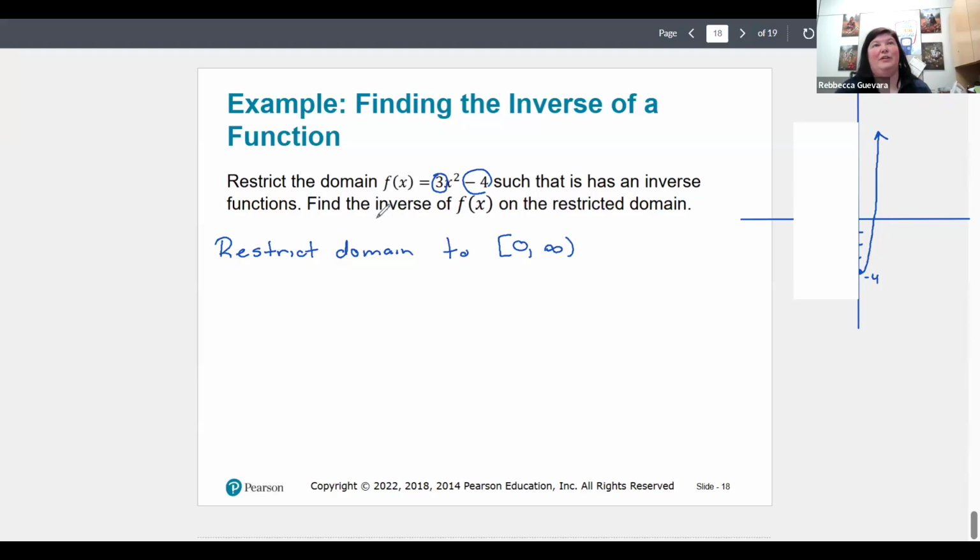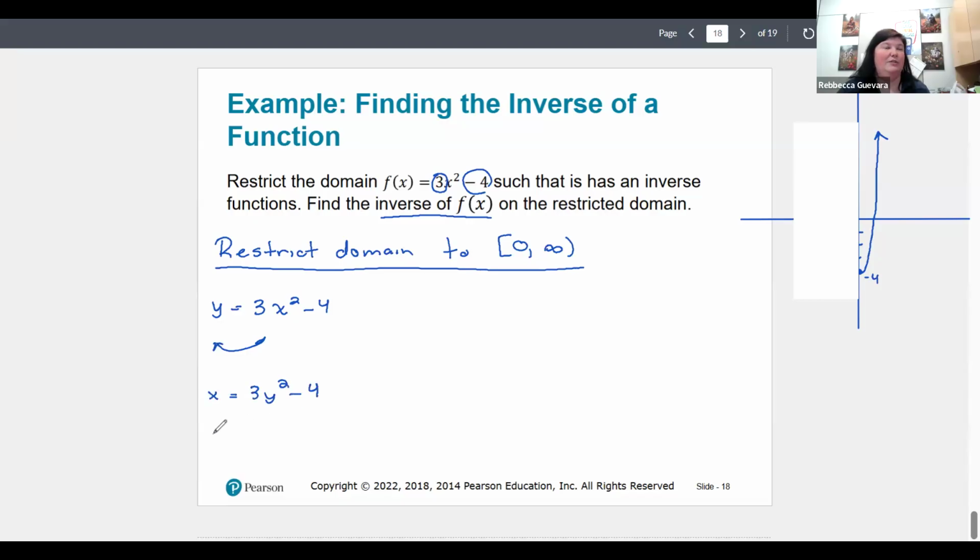All right, so now we're going to find the inverse of the function on that domain. Here, not much is going to change. Just remember that what we're looking at is only half of the function. So we're going to look at y equals 3x squared minus 4. We're going to switch the domain and range. So we get that x is equal to 3y squared minus 4.